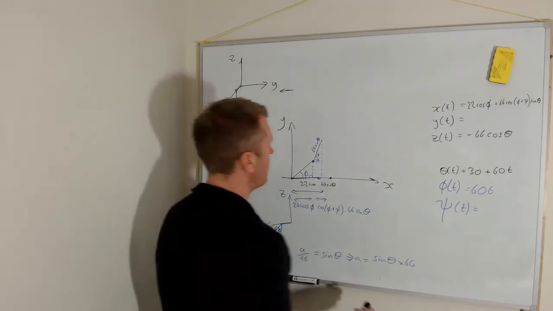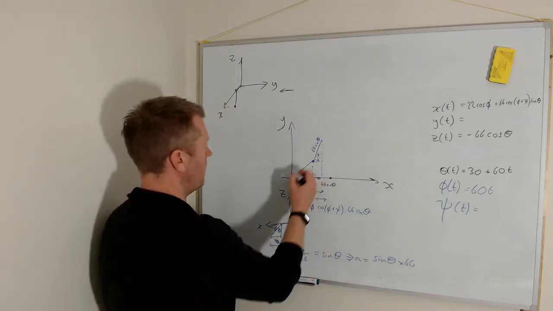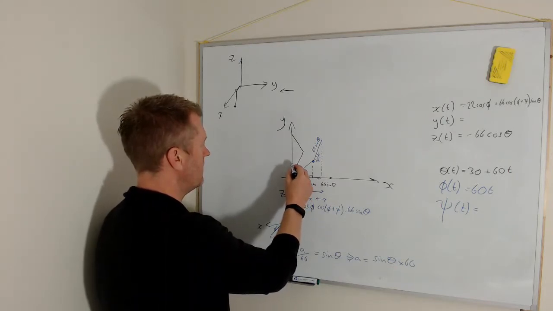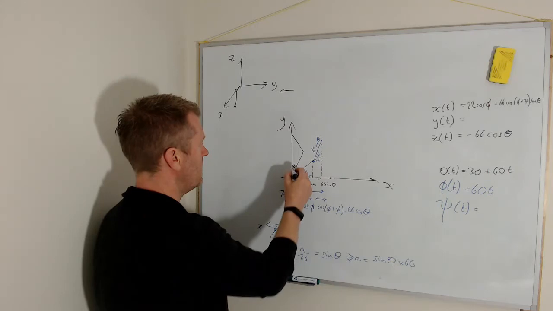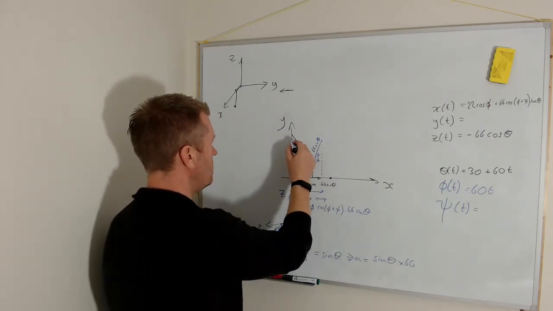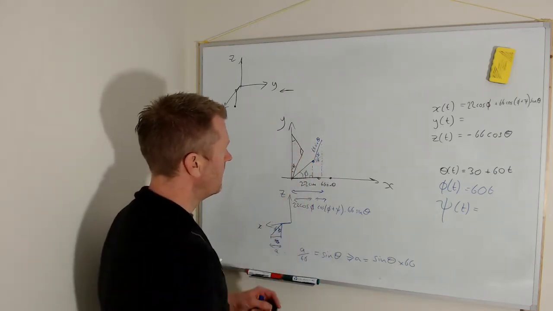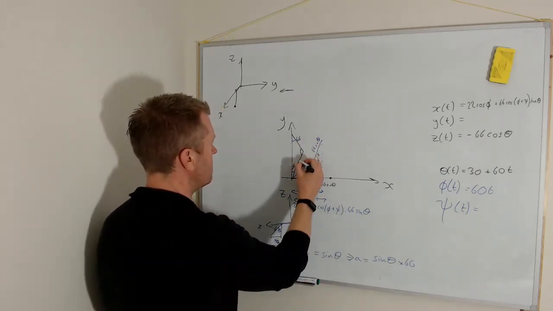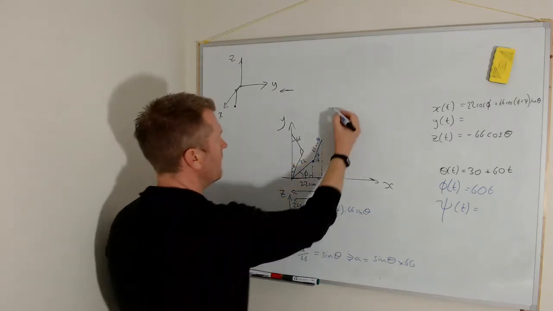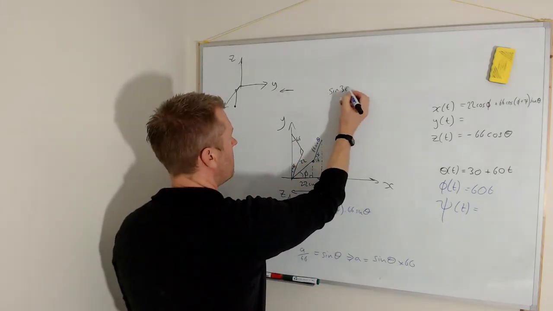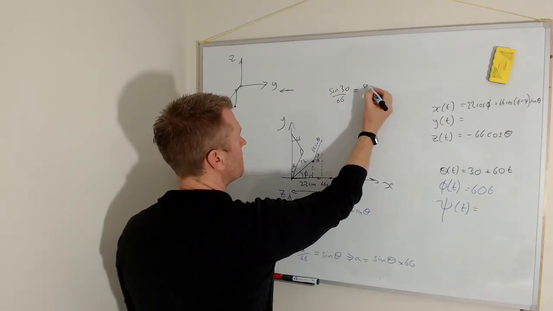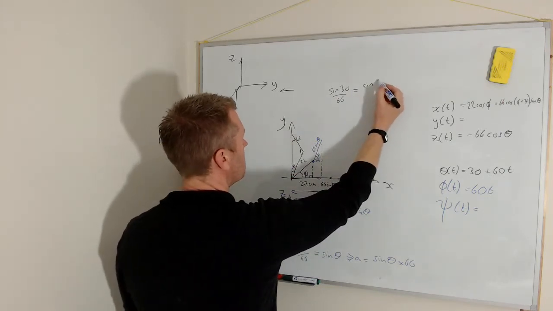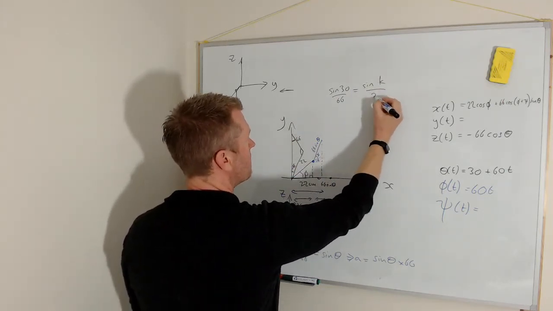Psi of t goes from, well, eventually it ends here like this, and this will be 30 degrees here, and we need to use the sine rule. We know this length is 66, this length is 22, so sine 30 over 66 equals sine of this angle, k, I've run out of letters, over 22.